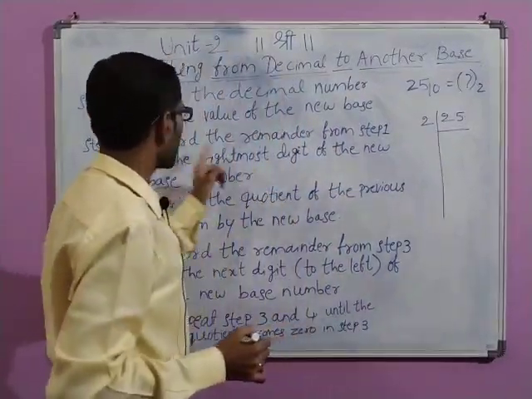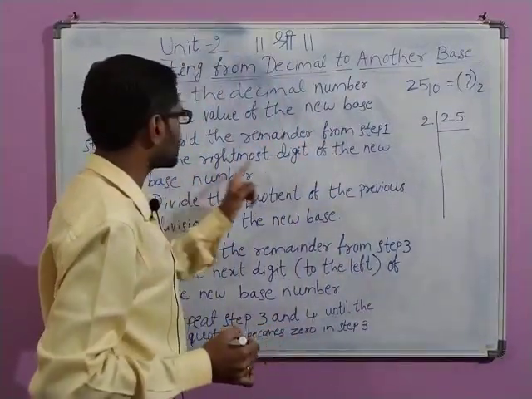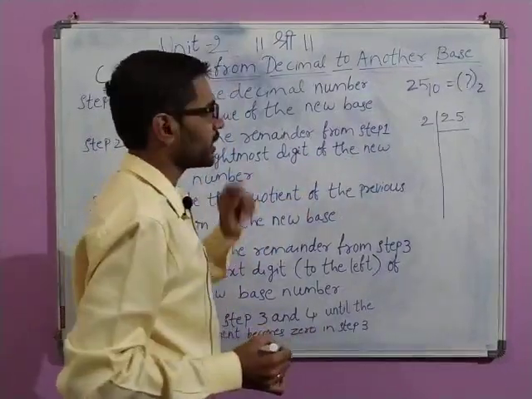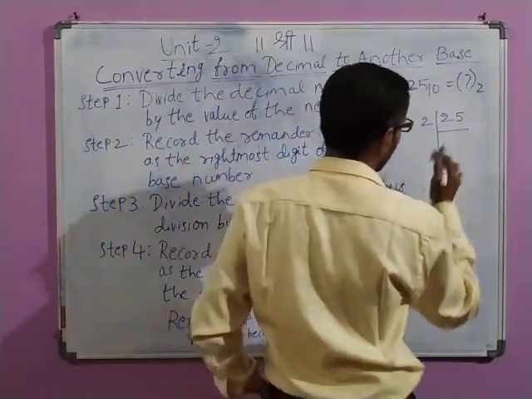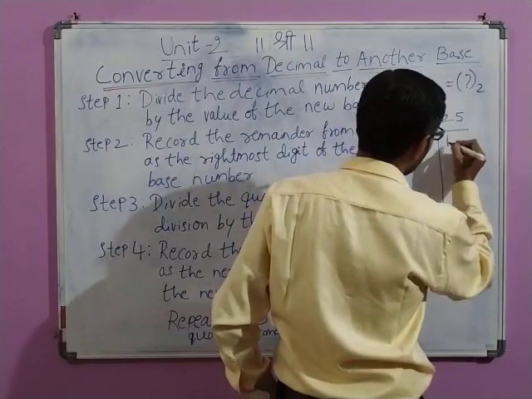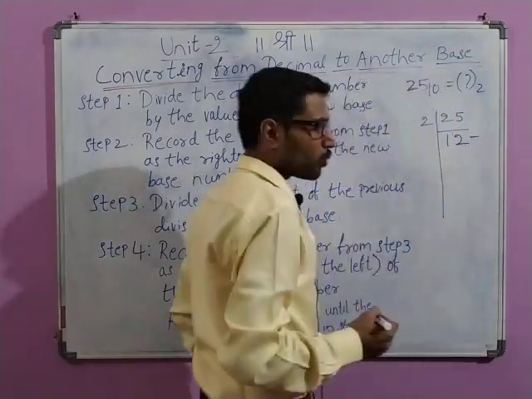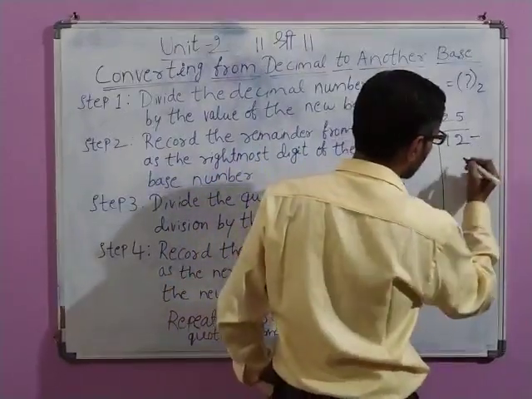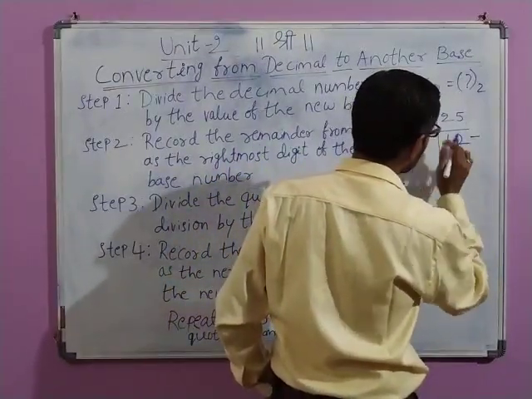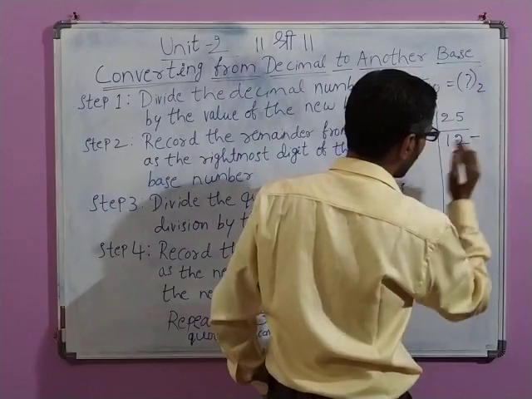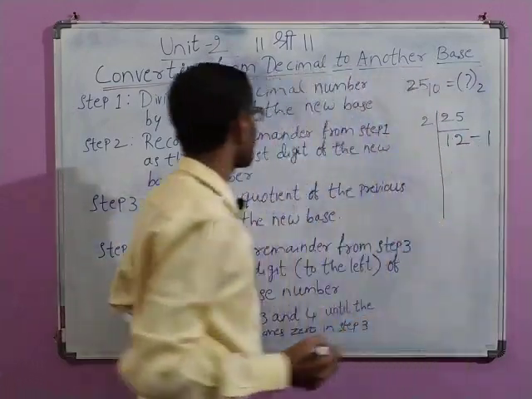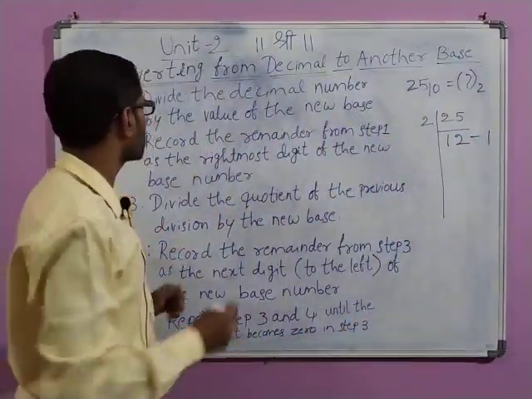Record the remainder from step 1 as the rightmost digit of the new base number. So try to divide this. 2 1s are 2, 2 2s are 4, and whatever remainder I get, I need to write like this. So put a hyphen and write the remainder. What is the remainder? 2 12s are 24, remainder is 1. So this is the first and second step.